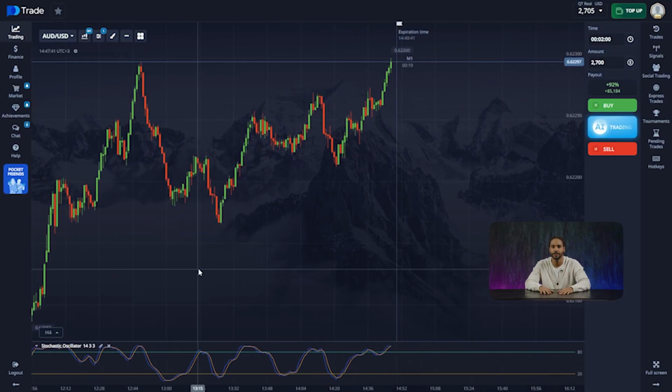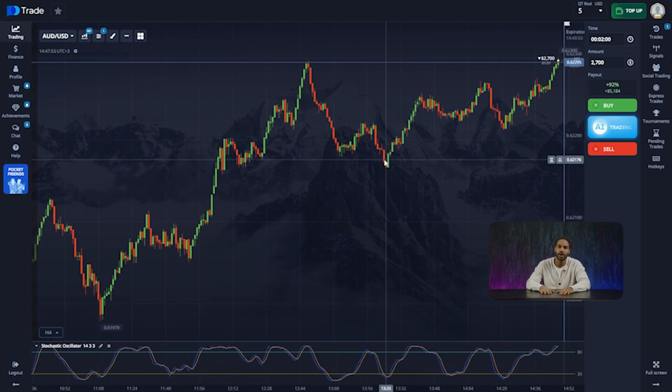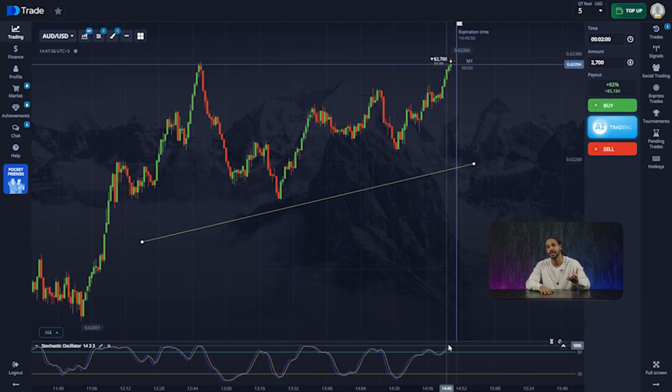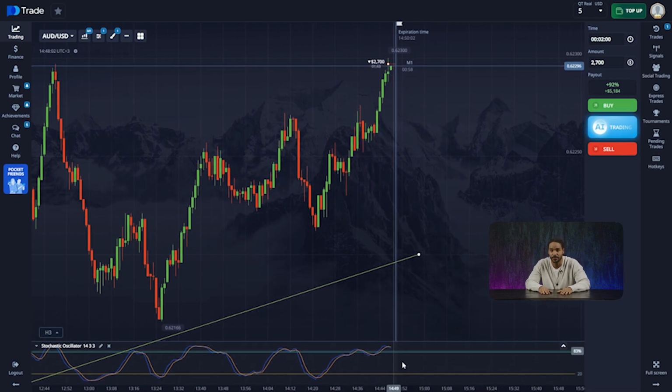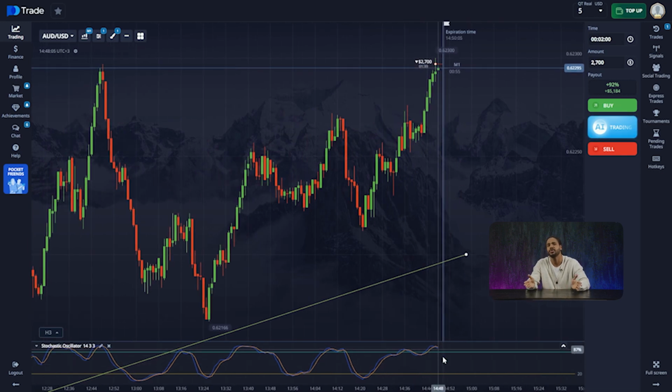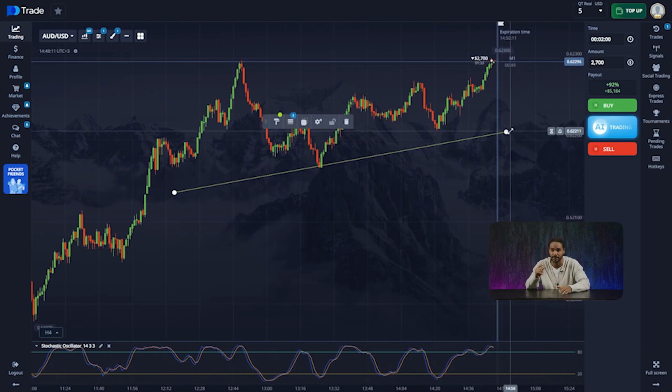Currency pair Australian dollar to US dollar. I see a good entry point. Look at what is happening here. Switching to the 1 minute time frame. The oscillator has not yet given a signal. The line has not crossed down from the overbought zone. But do you remember what I told you? Oscillators always lag a little behind.